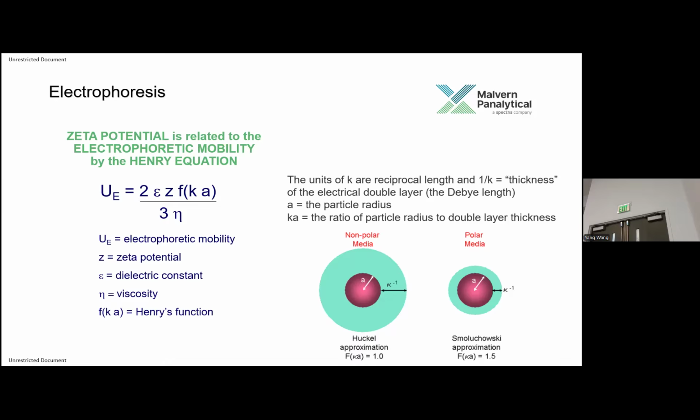And for those who are fastidious, you can actually look up the f(kappa a) value, the Henry's function value, for your particular dispersion, and note that. So it's not a binary option. You don't just say Smoluchowski or Hückel. You have the option to actually put some value in between. Okay.